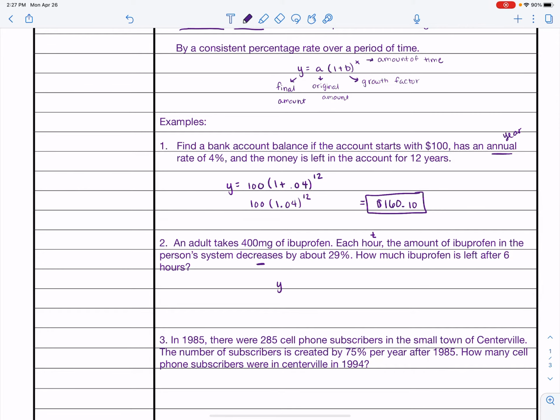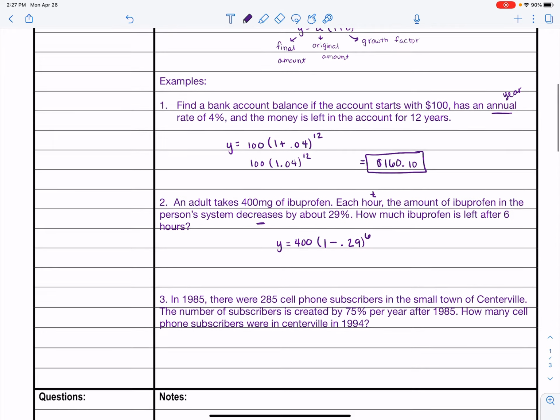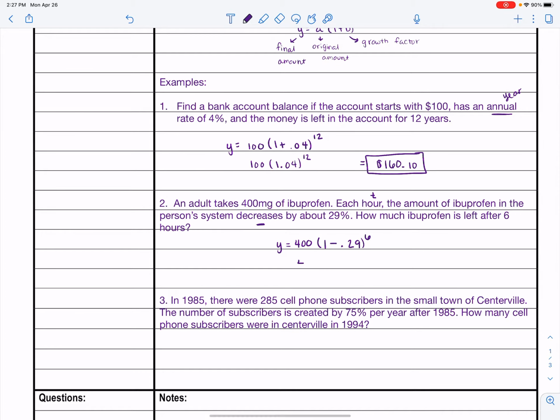So y equals the initial amount, 400 milligrams, times 1 minus, because we're decreasing, 0.29 is the percent, and we're looking at 6 hours. All right, so that ends up being 400 times 0.71 to the 6th power, and it's going to be 51.24 milligrams.